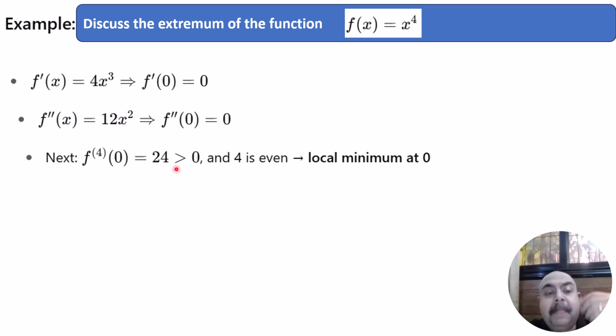So from this point, I have succeeded in getting two main things. Number one, I have the first non-null derivative, which happens at order 4, and the value of this derivative is positive, so we will have a local minimum at 0.